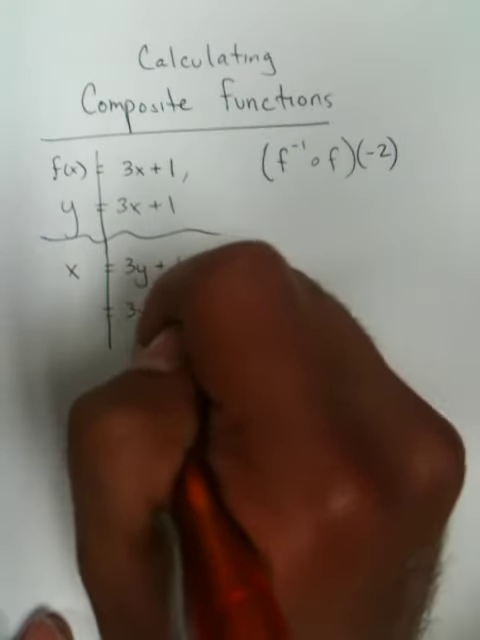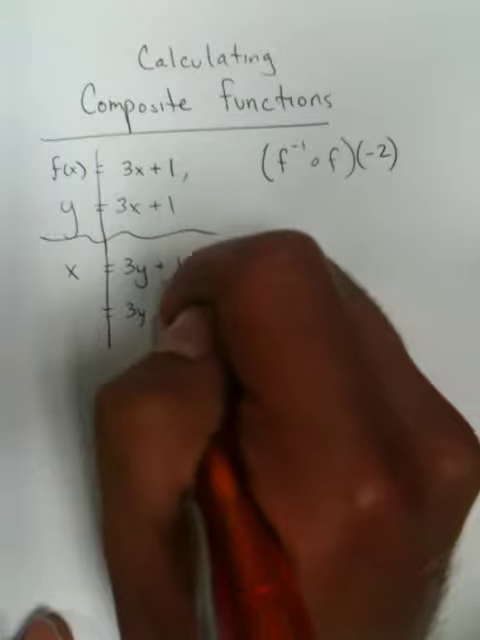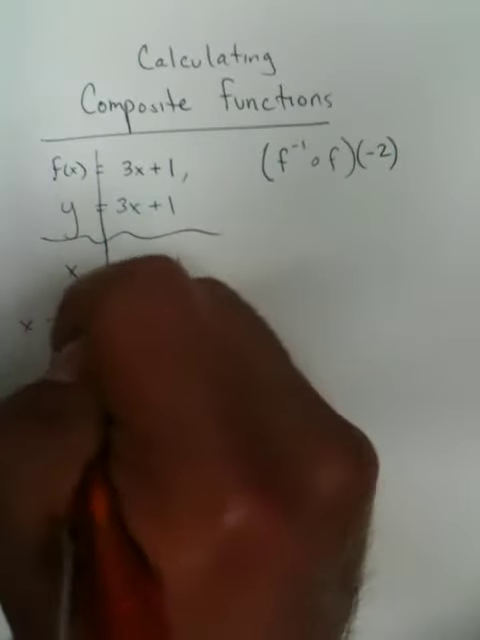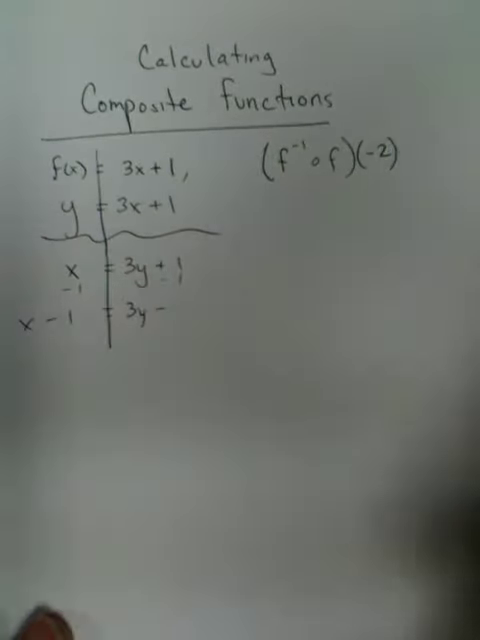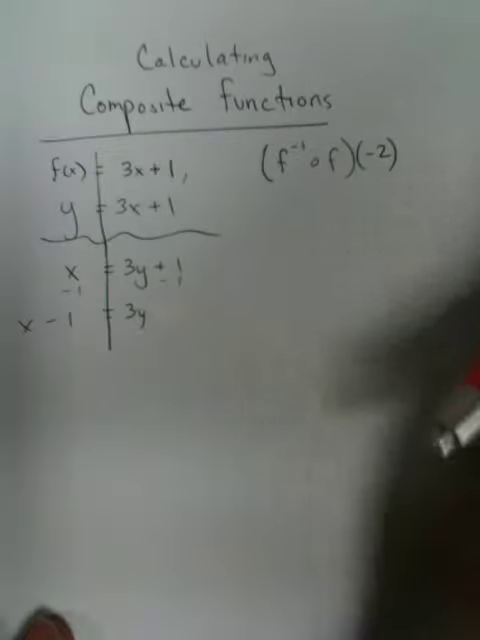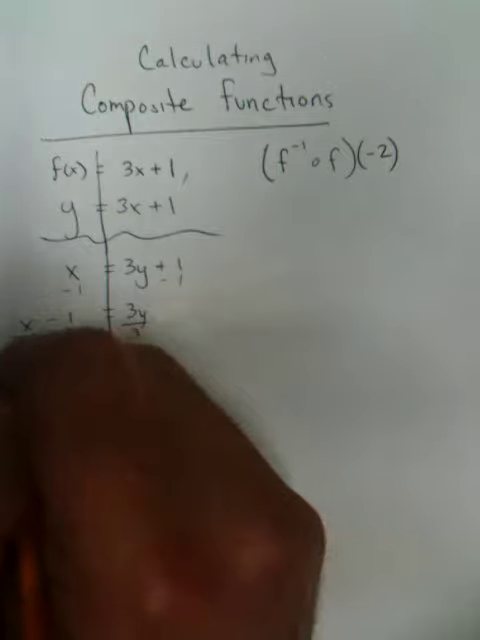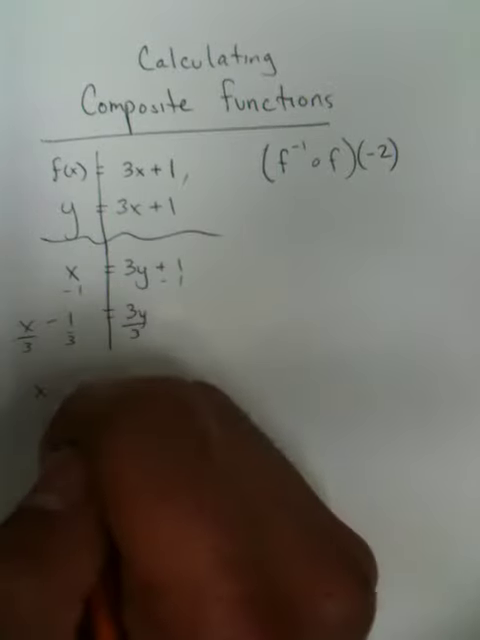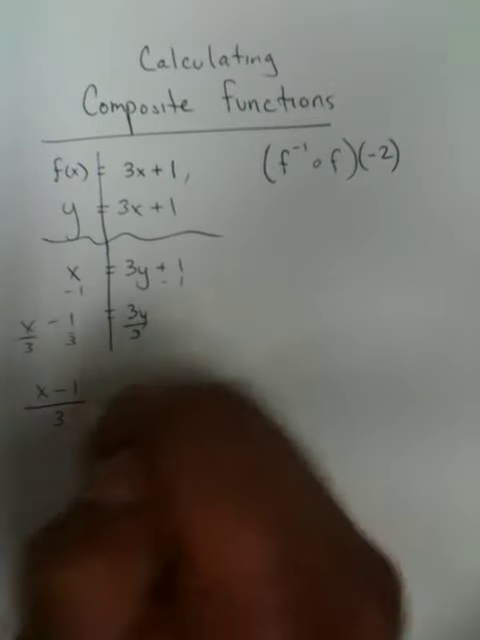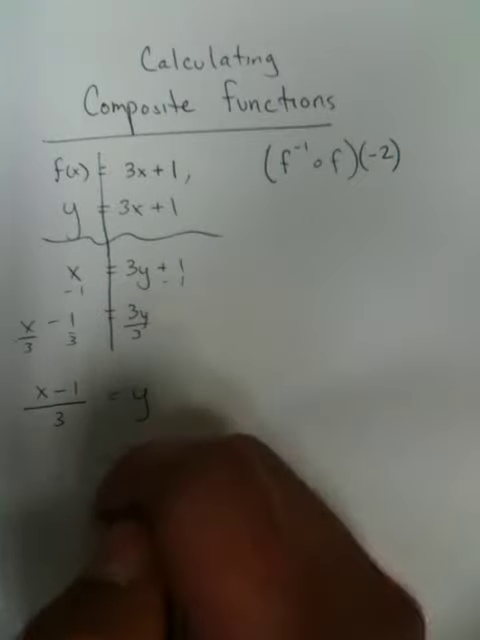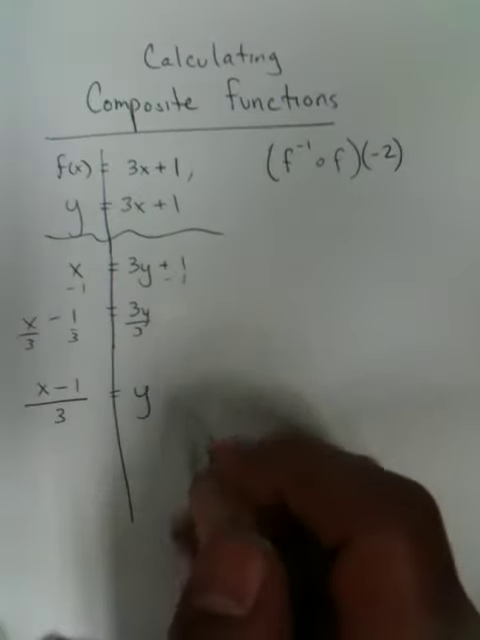So now I have 3y, I'm going to minus 1 from both sides, so x minus 1. Okay, let's just white this out for a sec. There you go. Divide by 3, divide by 3, divide by 3, or you could just divide everything by 3, whichever one you're most comfortable with. Okay. So again, this is what our inverse function is.